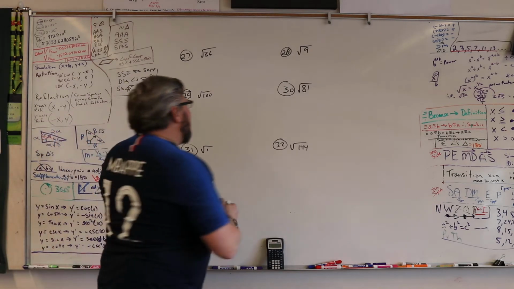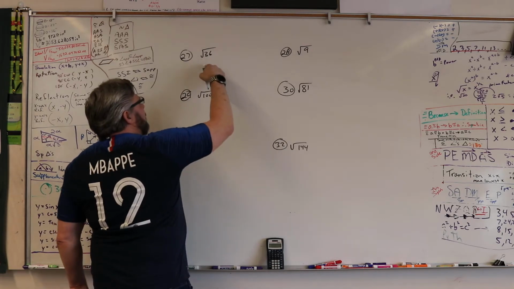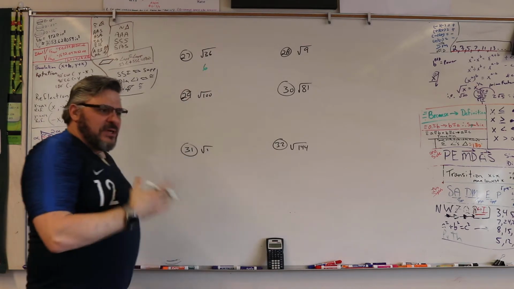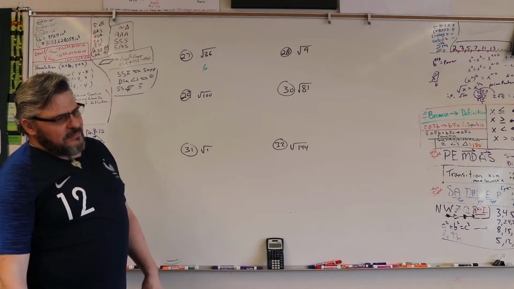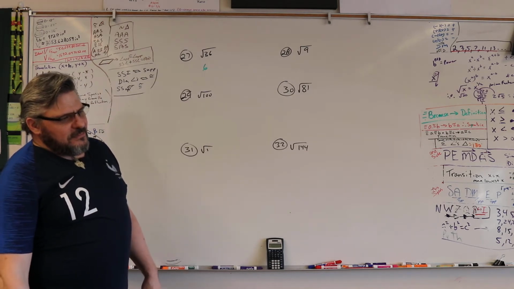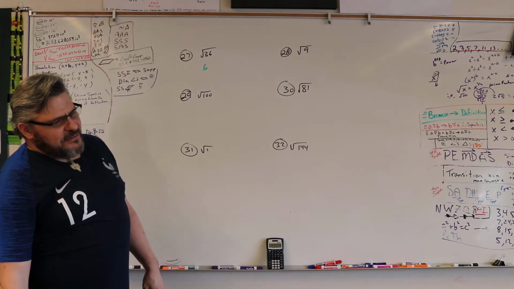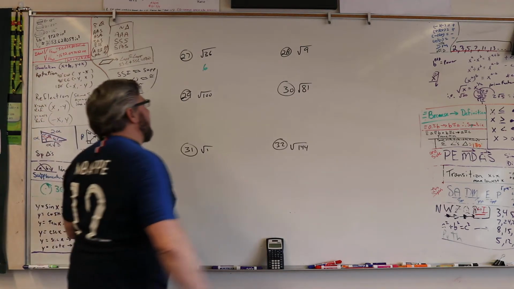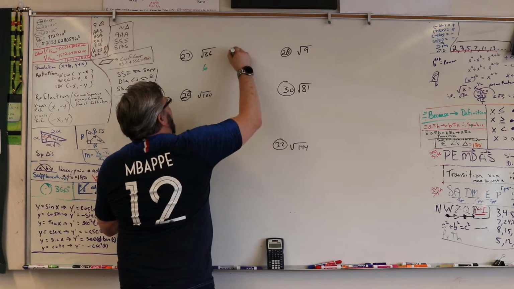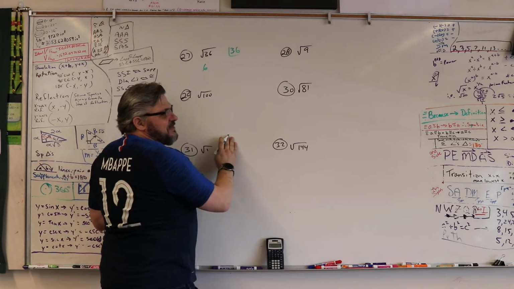So, we know that the square root of 36 is 6. Right? But what if you don't know that 6 times 6 is 36? This is how we break it down. This is called prime factorization.